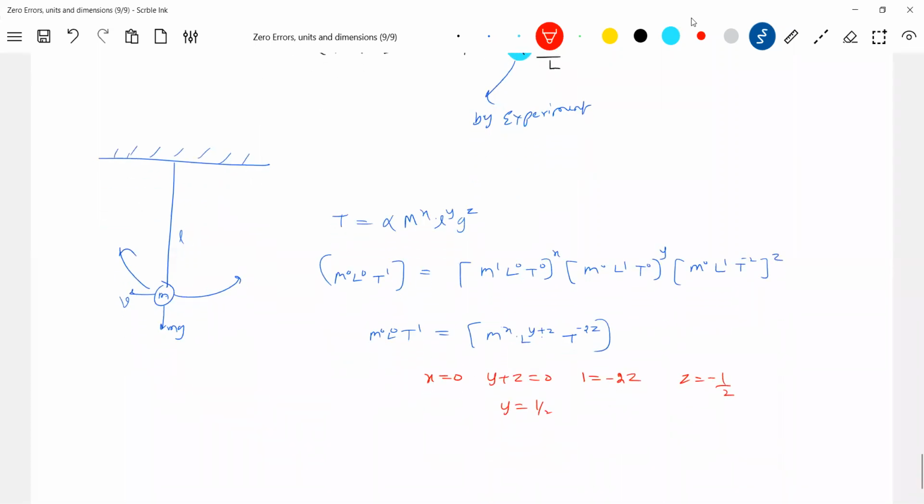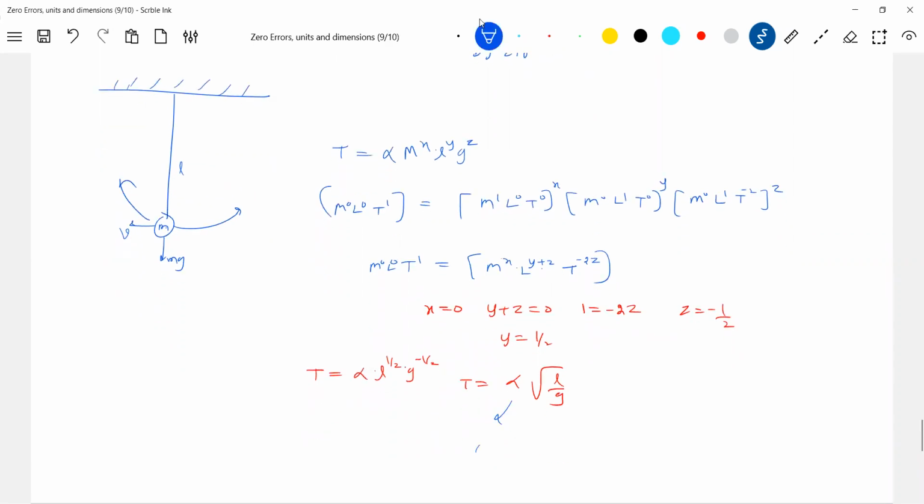So the time period depends on alpha; m is not there. In place of L, what shall I write? Power 1 by 2. In place of g, power minus 1 by 2. So therefore this will become T equals alpha root of L by g. This alpha I don't know; I'll find out by experiment. So you can take anything, not only this.